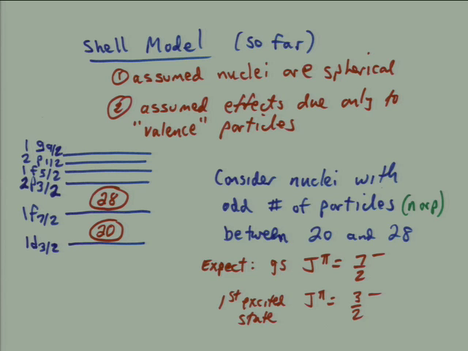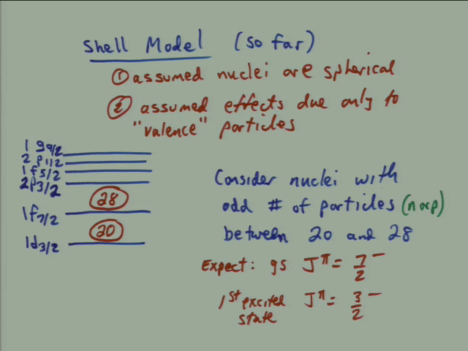Okay? So for example, if I had, let's say, a neutron, and I had some number of them between 20 and 28, so I know I'm going to have this orbital already filled, because it can only accommodate up to 20. The additional particles between 20 and 28 are going to go in here. If I have an odd number of them, I'm going to predict that the ground state spin and parity of that nucleus is going to be 7 halves, and it's going to be negative parity because the parity goes as minus 1 to the L, and this letter here is supposed to tell you what the L is. That's L equals 3.